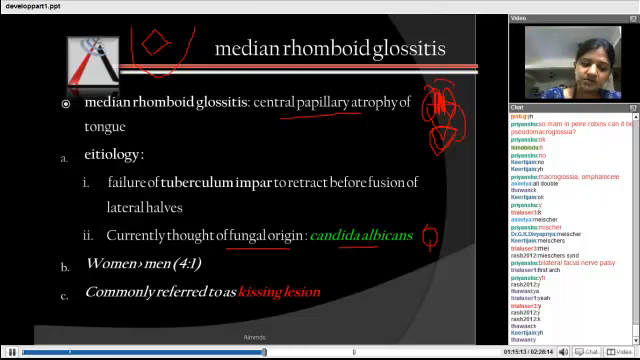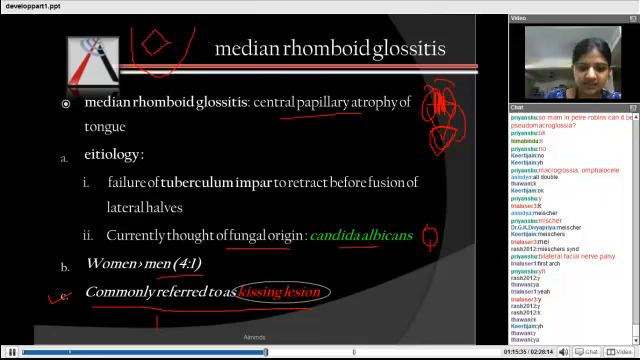Median rhomboid glossitis has a greater predilection in women than in men, in a ratio of 4:1. And this is a point I want you to make a note of in the keynotes, that it is commonly referred to as kissing lesion. Please don't get confused between kissing disease and kissing lesion. This is called kissing lesion. We have another term that's called kissing disease.